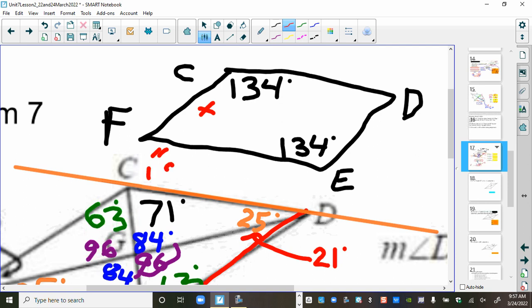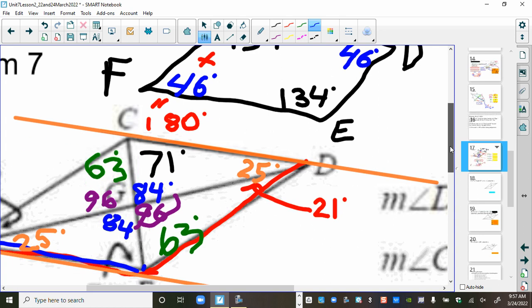Now, given that's the case, if this angle is 134, what do we do with the 180 and the 134 to get the remaining amount? Yeah, so what's 180 minus 134? 46. So this angle's 46. This angle's 46. Because that's also going to help us regarding the little angles too.